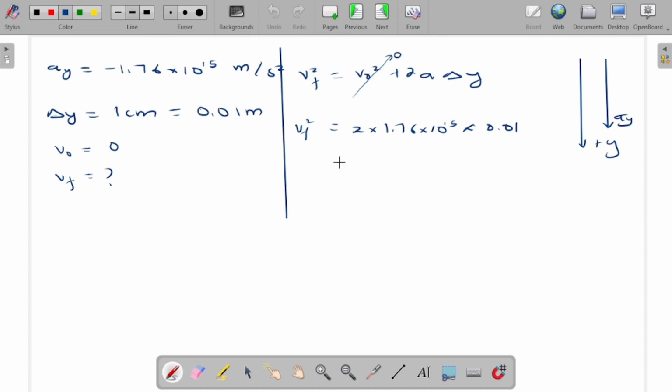So 2 minutes left. Okay, let's just do this one quick. The answer is 5.93 times 10 to the power 6 meters per second.